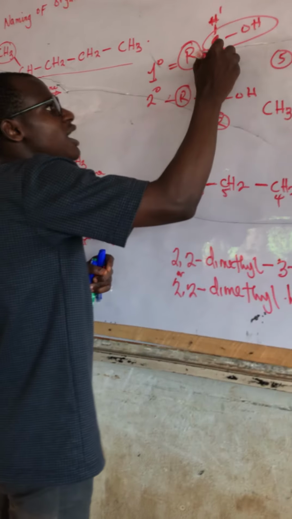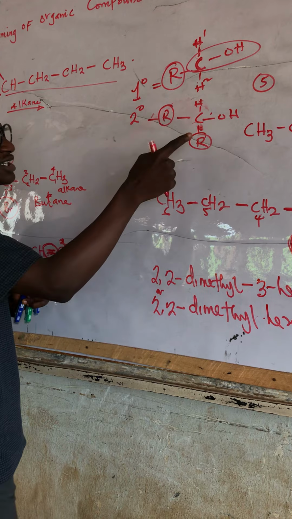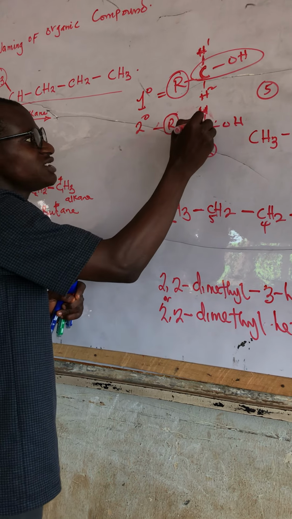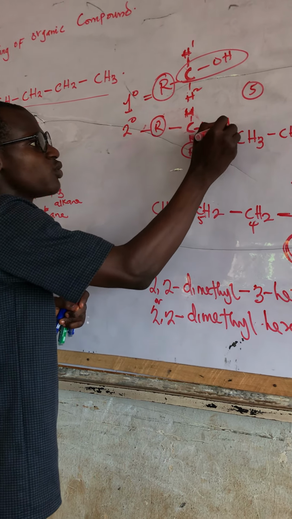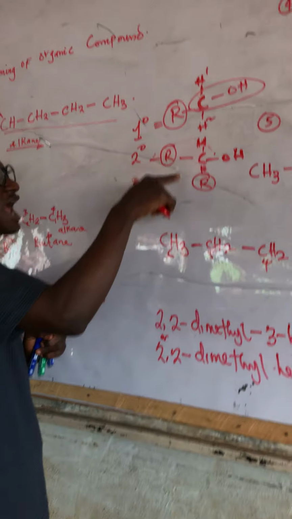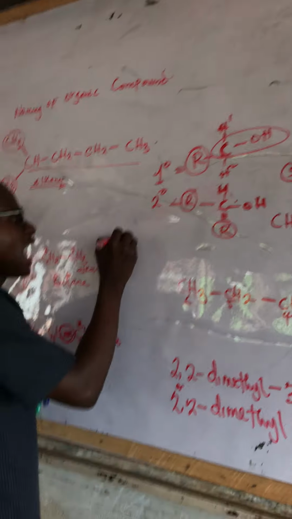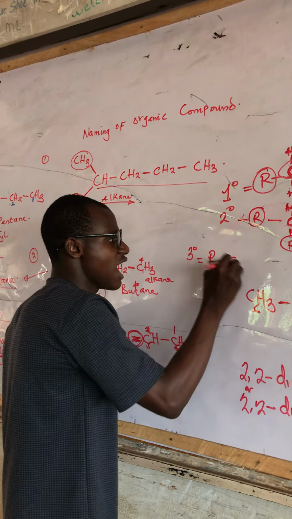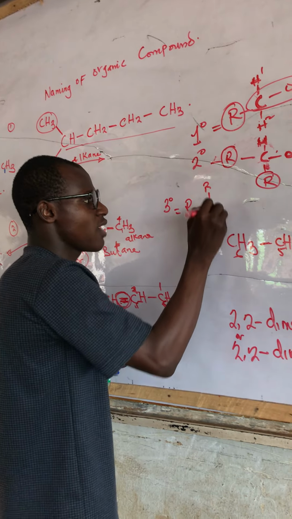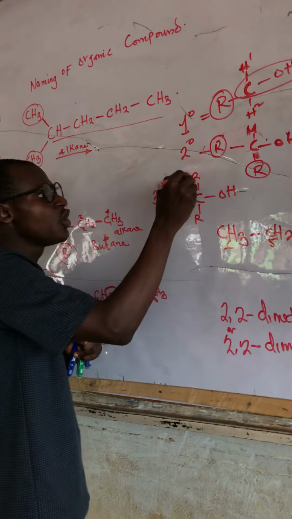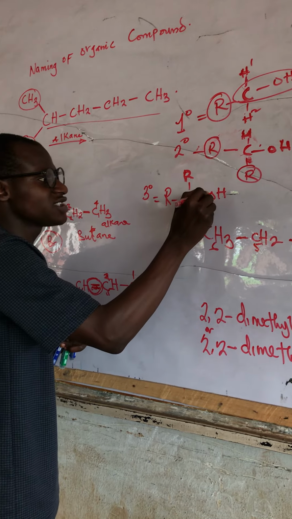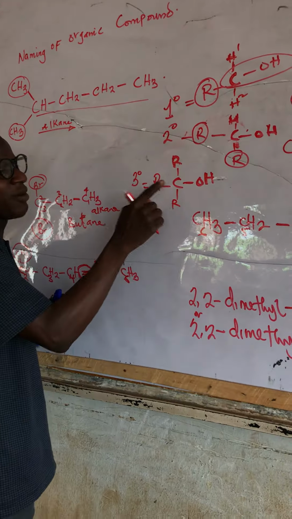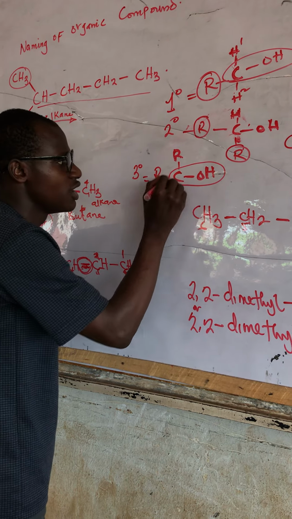That is two hydrogen, one and two. In the second degree, we have one hydrogen that is attached to the carbon that bears the what? Hydroxyl group. And the alkyl group is how many? Two. Now, in the third degree, I have R, I have R, I have R, I have what? Zero. There will be no hydrogen that will be attached to the carbon that bears the hydroxyl group.